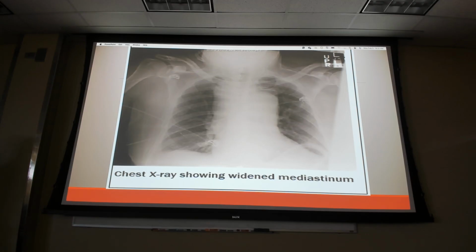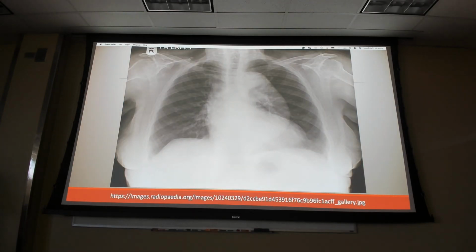What else do we see on this one? Just real glancing. What's that? Yeah, maybe a little pleural effusion or maybe cardiomegaly, right? Very good. You guys are rocking it. What about this?